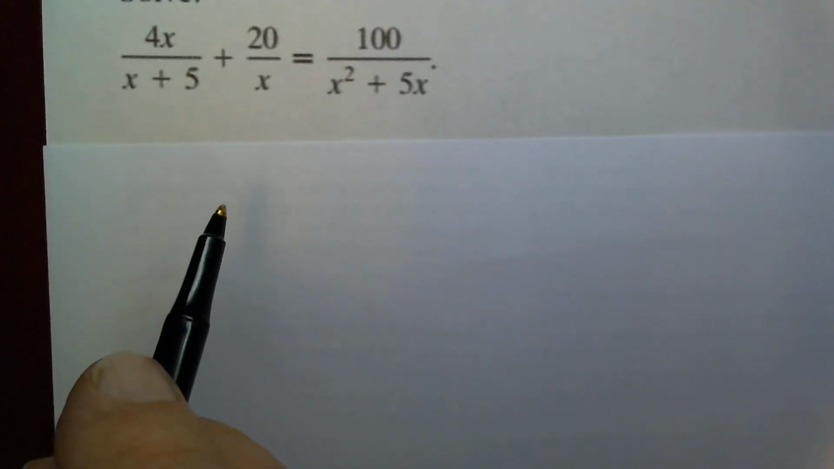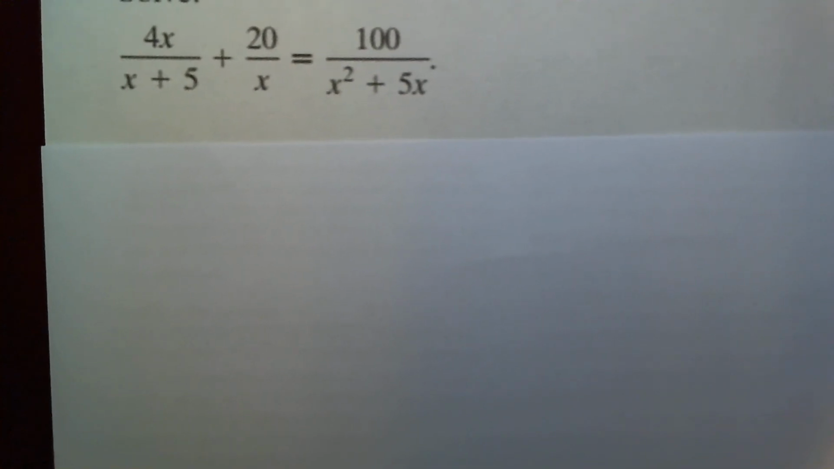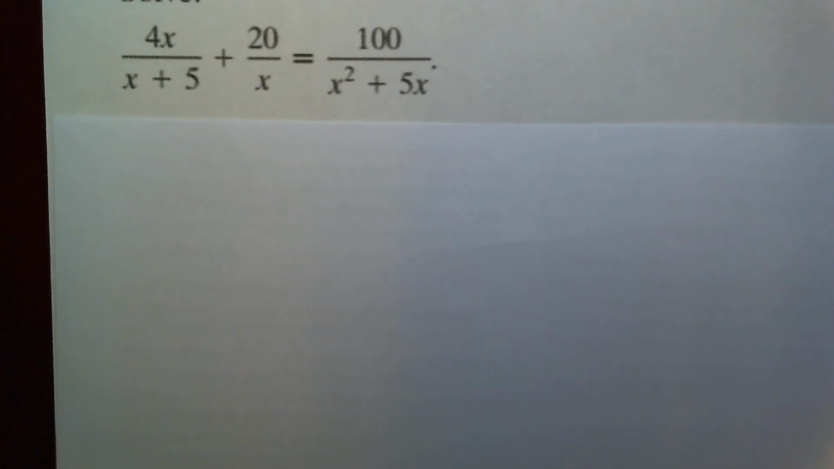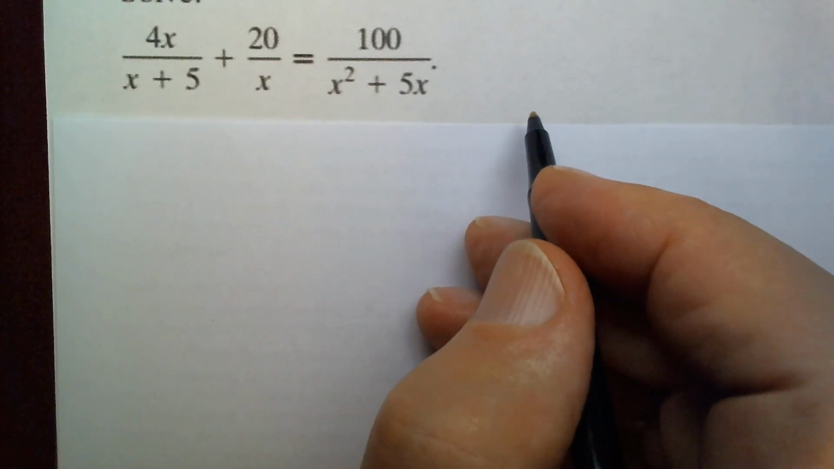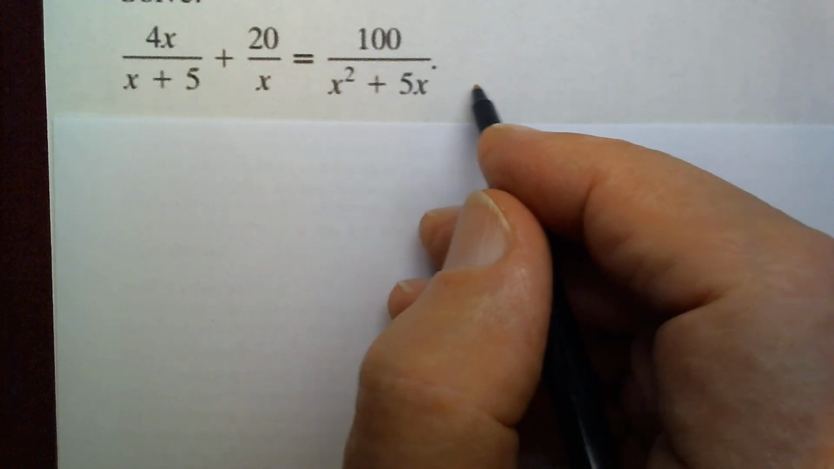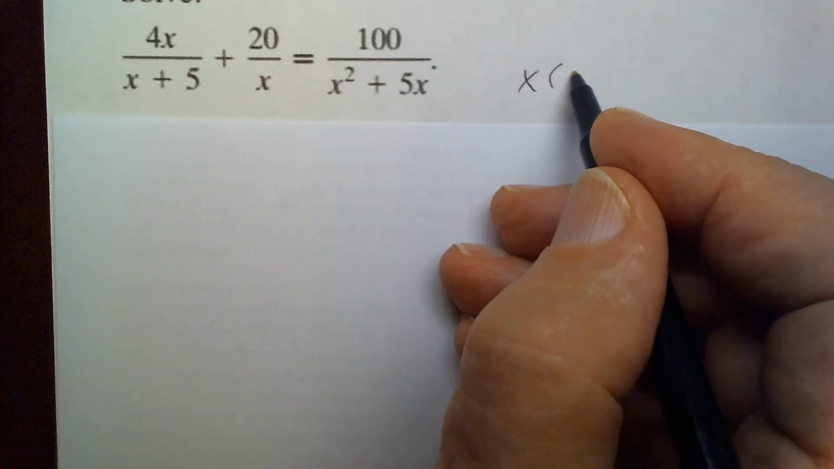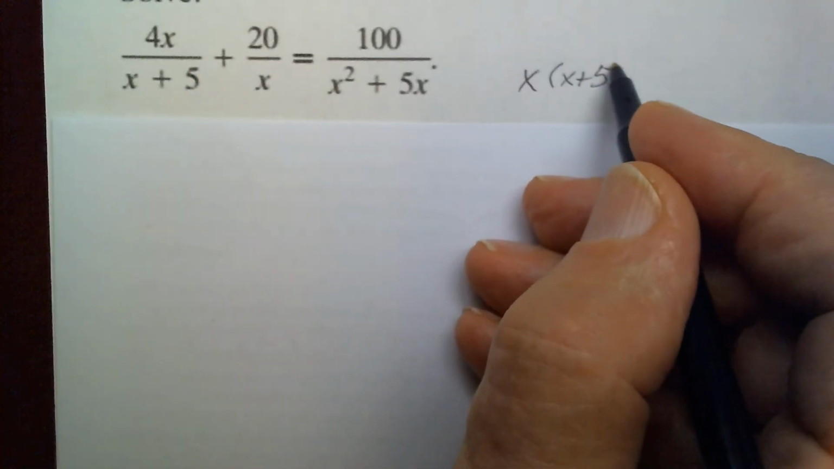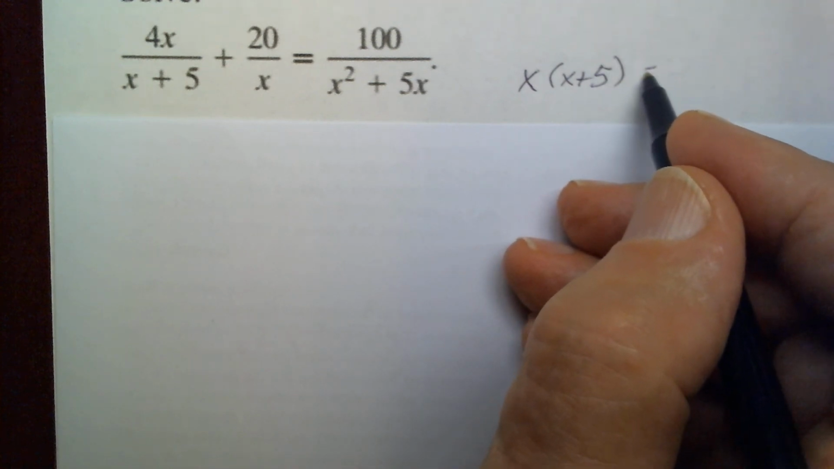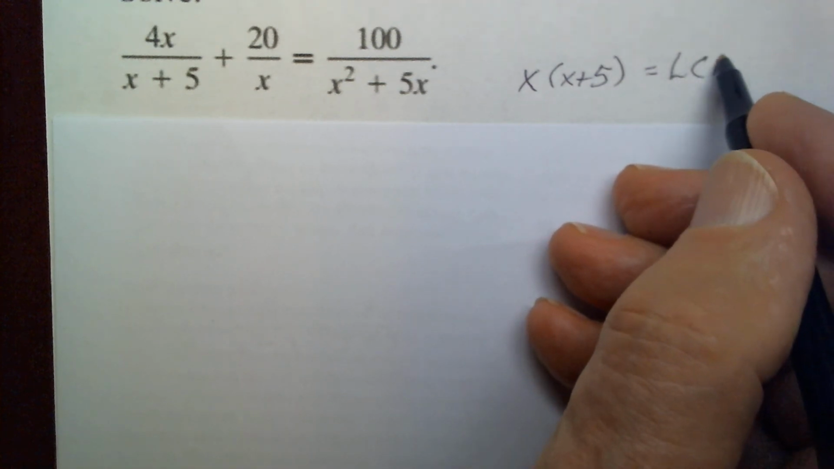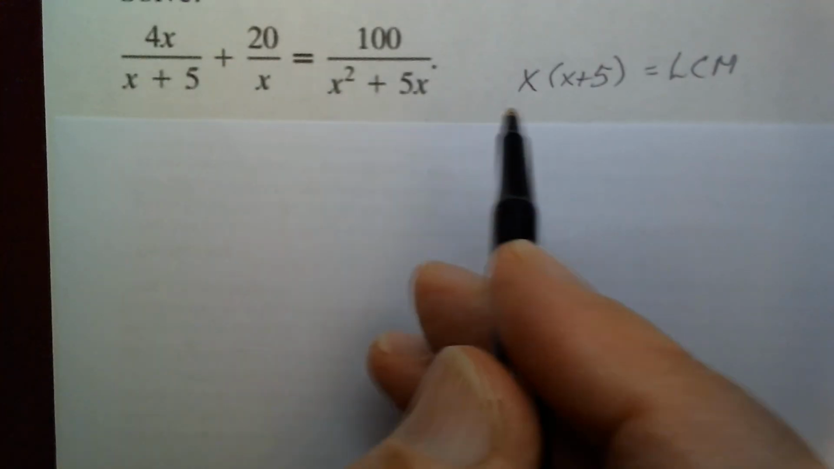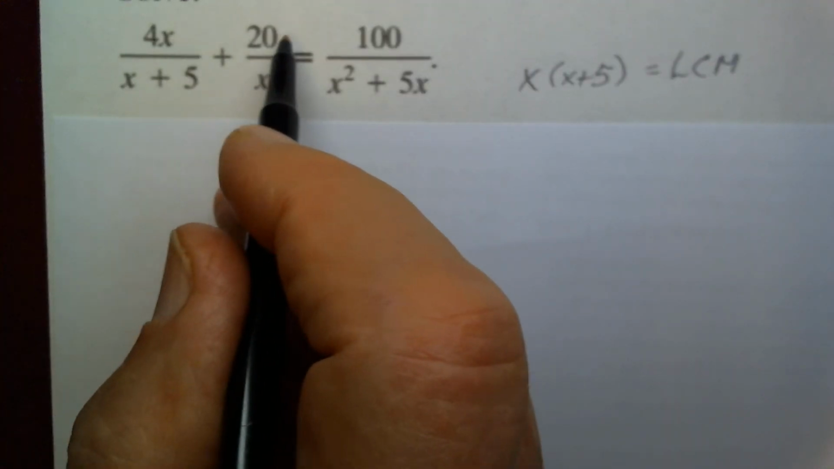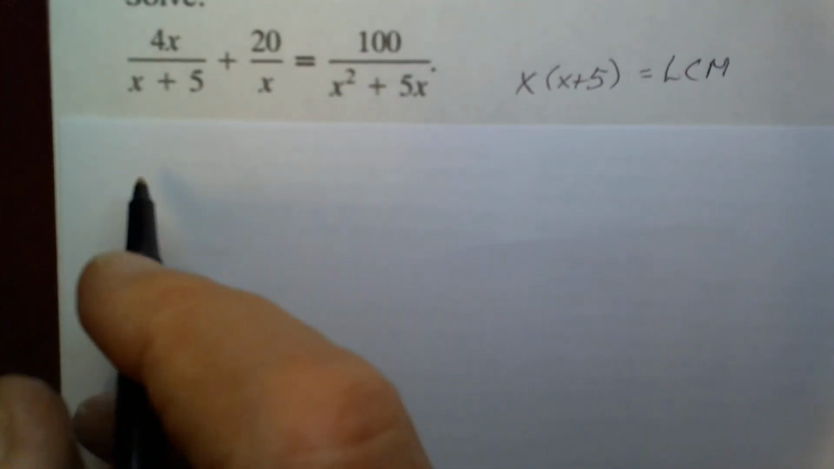For the next example, we look at the denominators of the rational equation here, and they are x plus 5 and x squared plus 5x. So when we factor the denominator here, we get x times x plus 5. So that would be our LCM. And when we multiply each term by the LCM, we multiply each numerator by x times x plus 5.